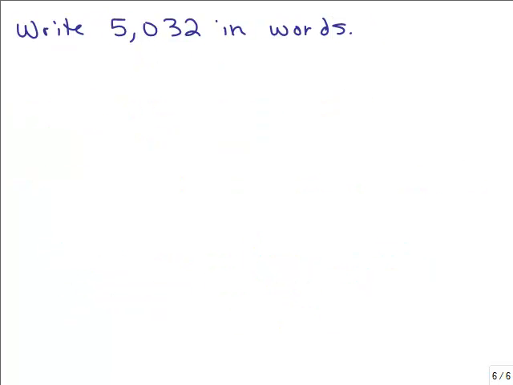So here's an example. It says, write this number 5,032 in words. So what we want to do is look over to the left as far as possible, and we see we're in the thousands place. We only have the number 5. So we have 5 in the thousands place. That's the only number there is.